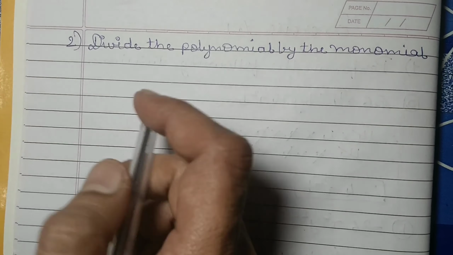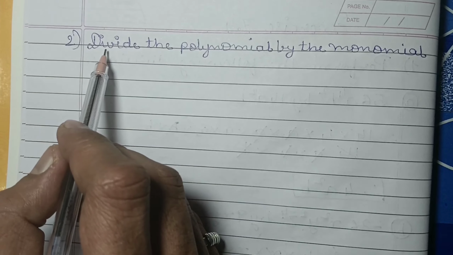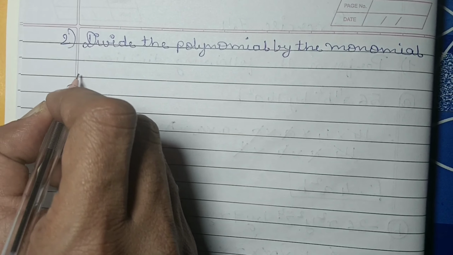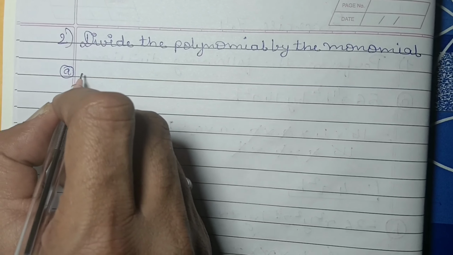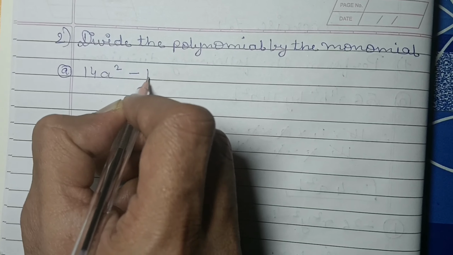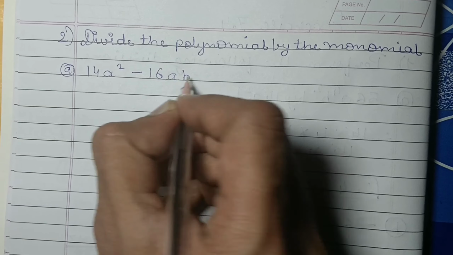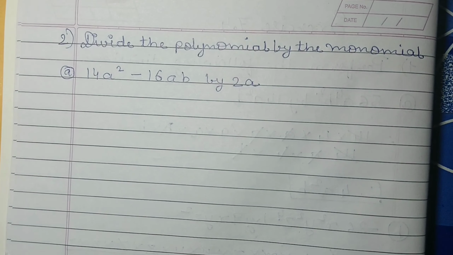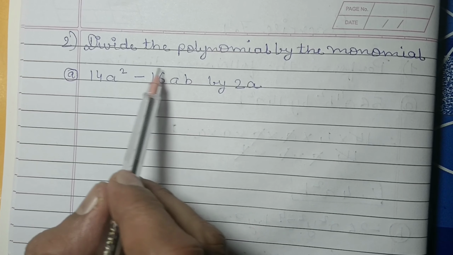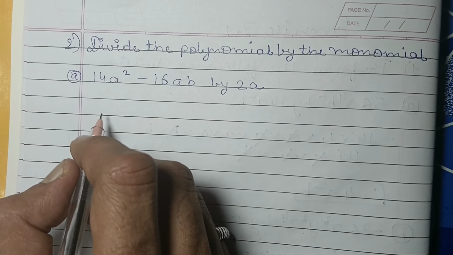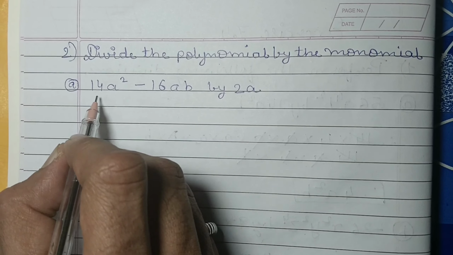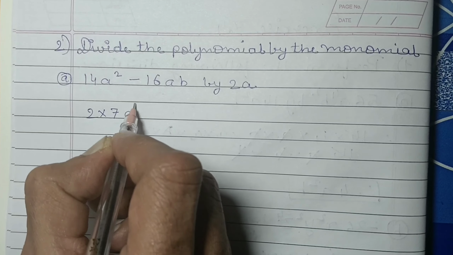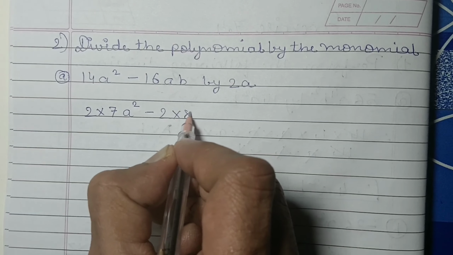Okay. So now we will solve the second question, that is divide the polynomial by the monomial. So the first question, the eighth question is 14a square minus 16ab, and we have to divide this term by 2a. So first we have to take out whatever we can take common from this term. So first we can factorize it in the form of like 2 sevens are 14a square minus here 2 8s are 16ab.